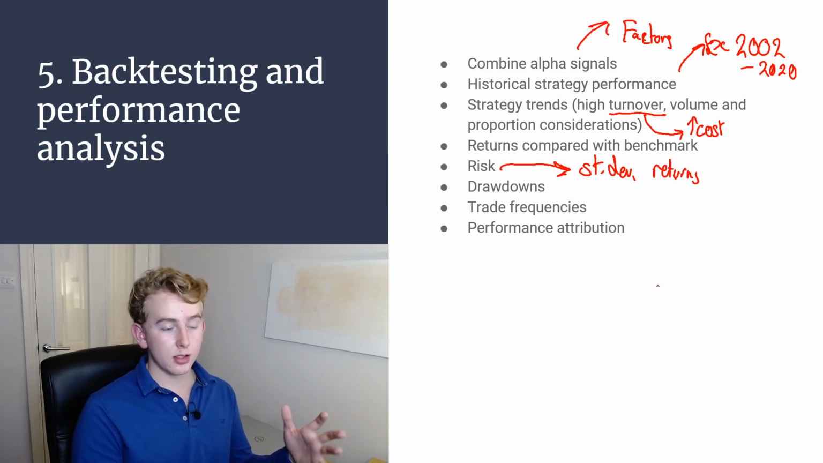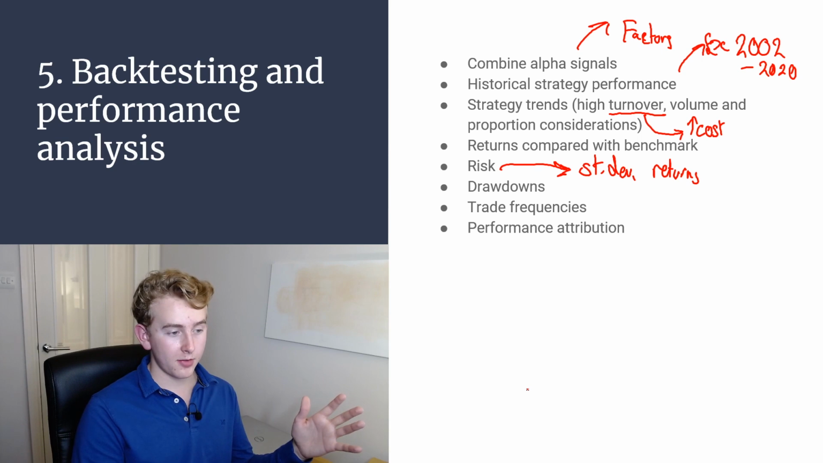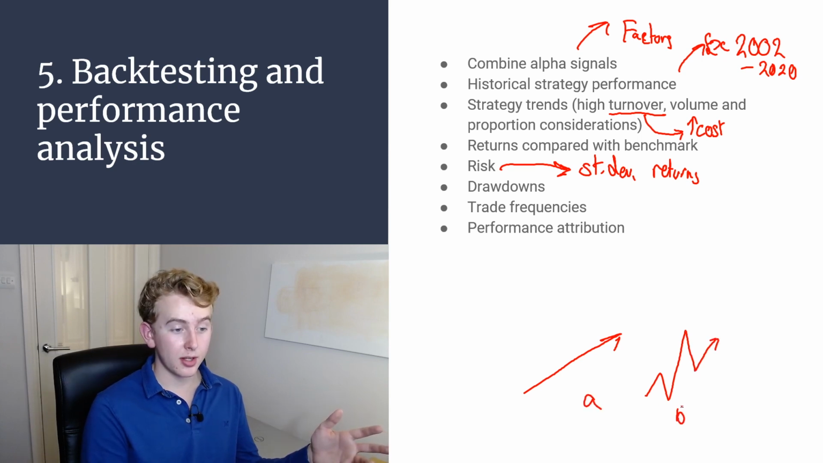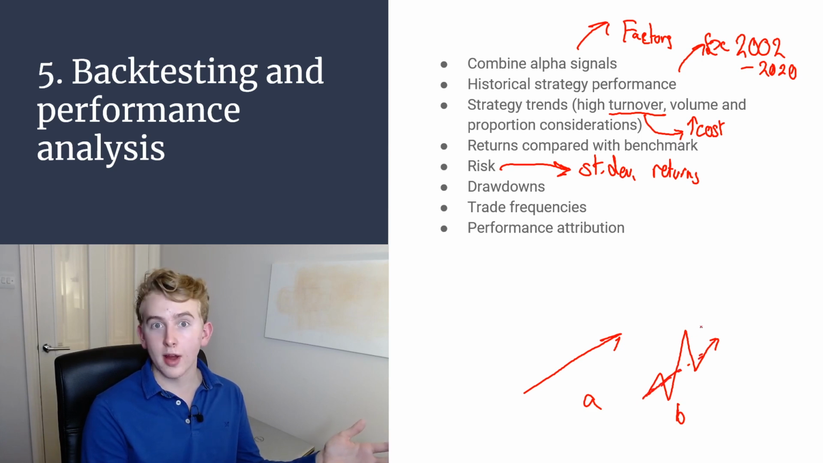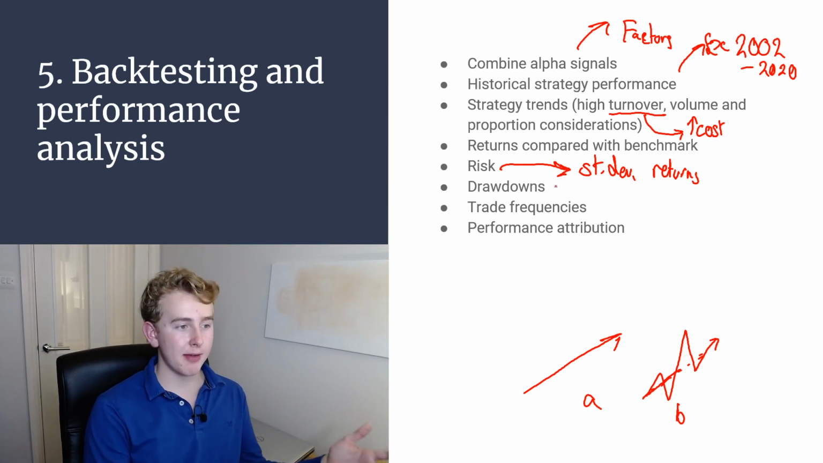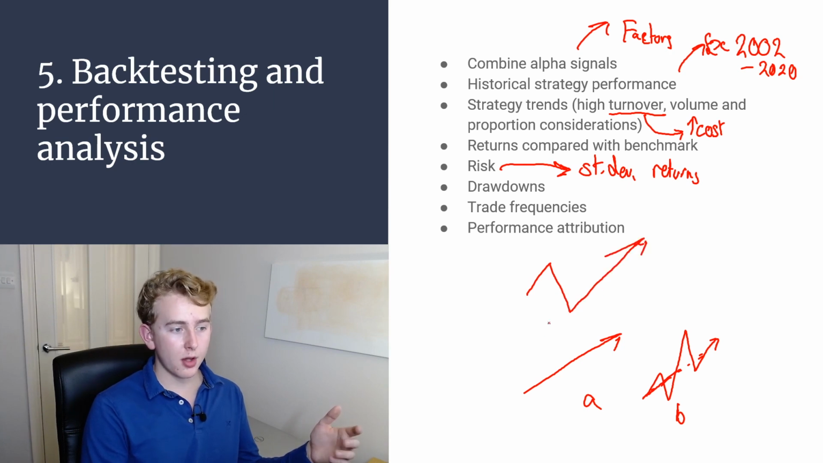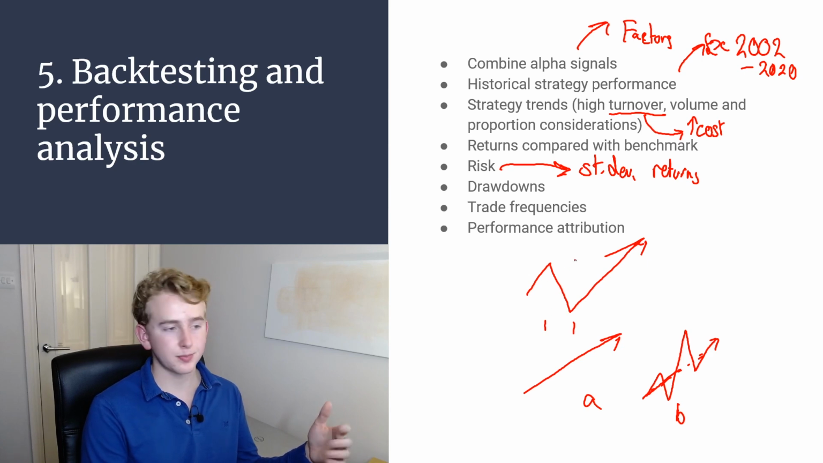So in a nutshell, would you rather invest in a stock which does this, or in a stock which does this? They both end up at the same point, but as we can see, B has more deviation from this trend and therefore more risk. And so linking into that, we have drawdowns. Drawdowns are periods of negative returns. So for example, this period here between these 2 points is a drawdown.